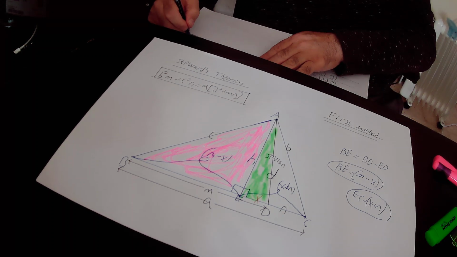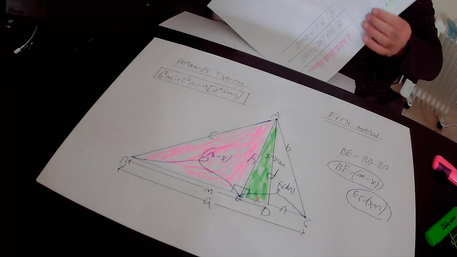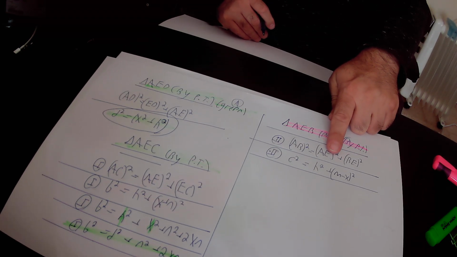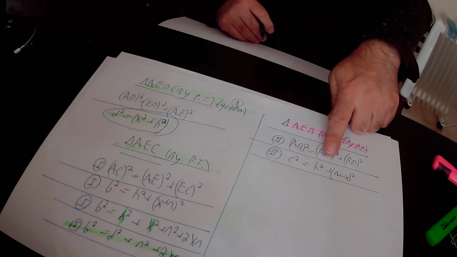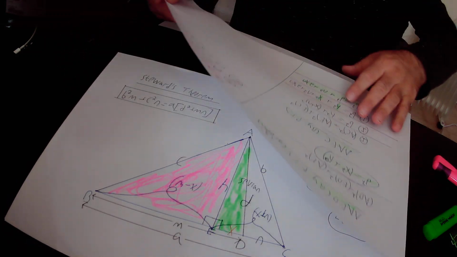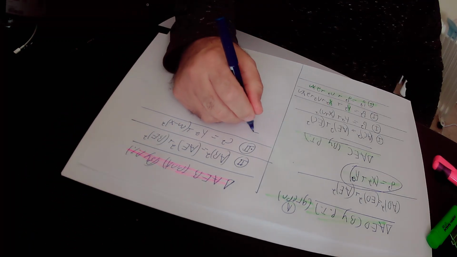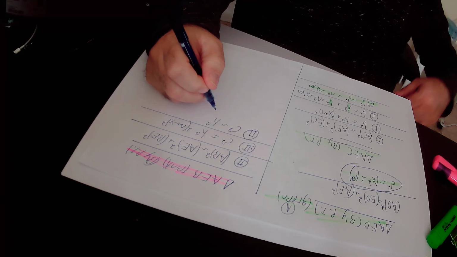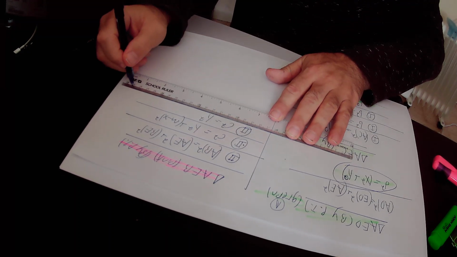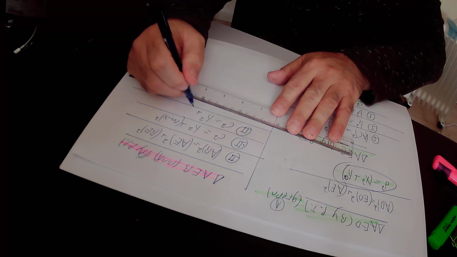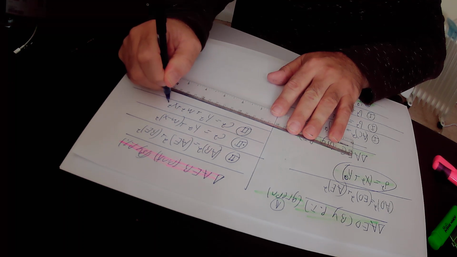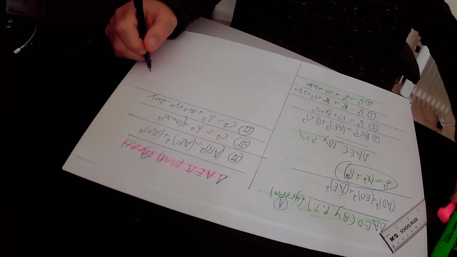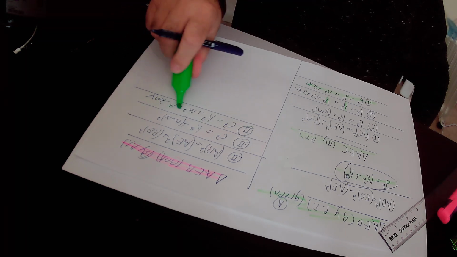In conclusion, according to equation number 2, we found out that in triangle ABE, C squared equals H squared plus (M minus X) squared. We open the brackets on this side of equation number 2, and we get that C squared equals H squared plus M squared plus X squared minus 2MX. Okay, so we have here two equations.